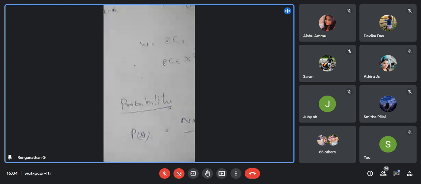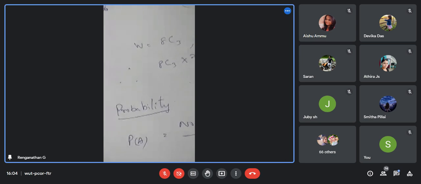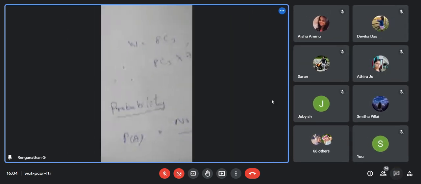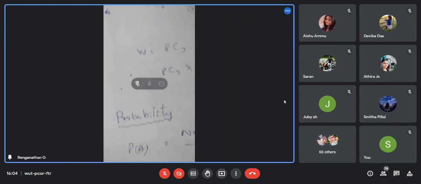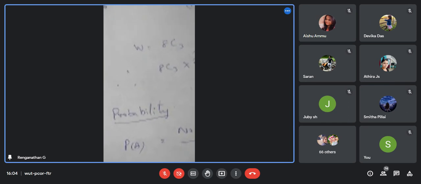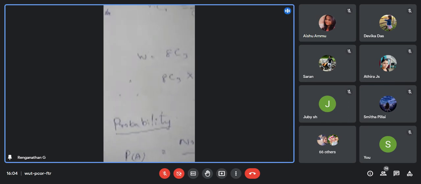Okay. Probability, I already explained that. The chance of happening something. The chance of happening something in an expected manner, which is called probability.